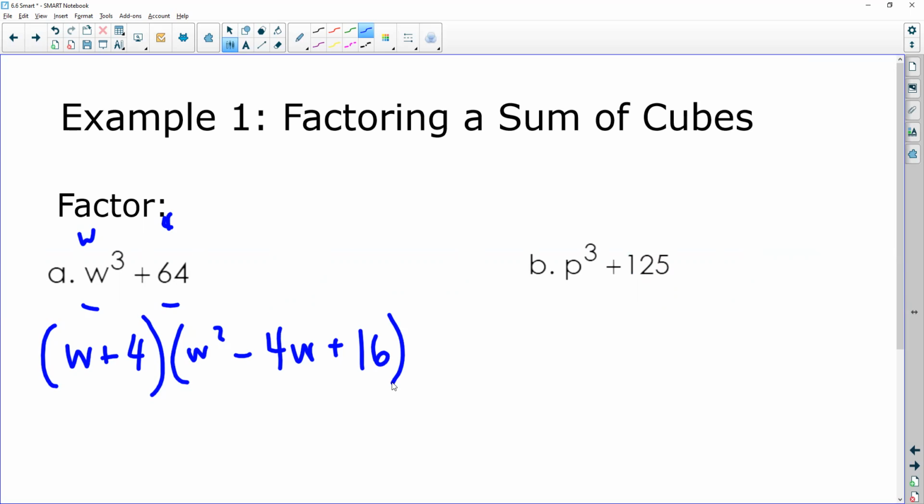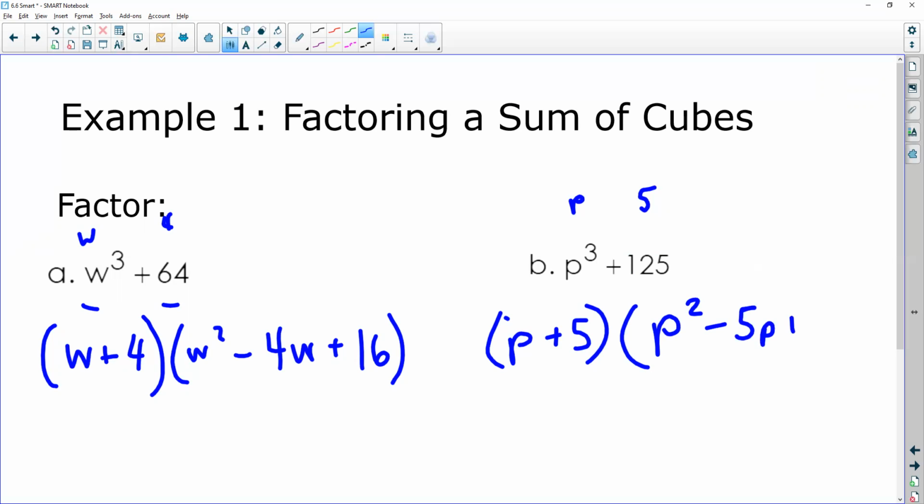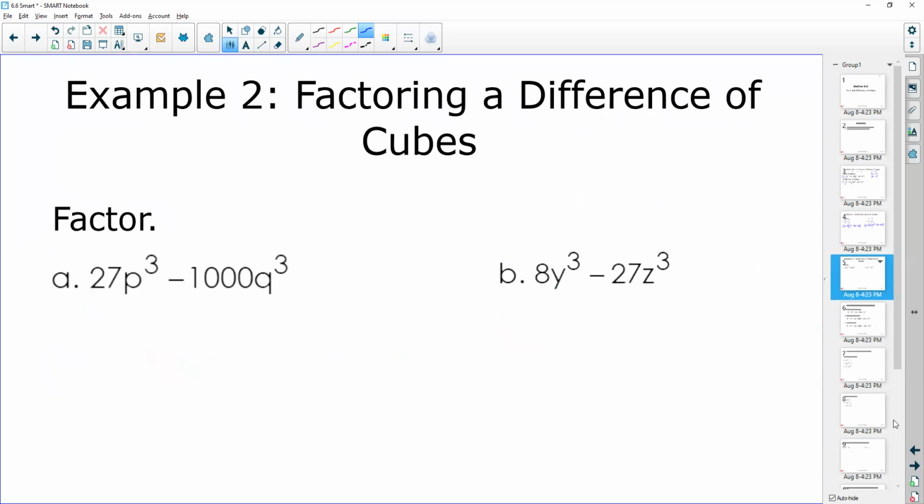Look at the second one. The base of P cubed is P. 125 is the cube of 5, so 5 times 5 times 5 is 125. So then we put it in the format. A plus B is P plus 5. Then A squared, which is P squared, minus A times B, which is 5P, plus B squared, which is 25. That's it. This is done. This is just a matter of remembering the steps.